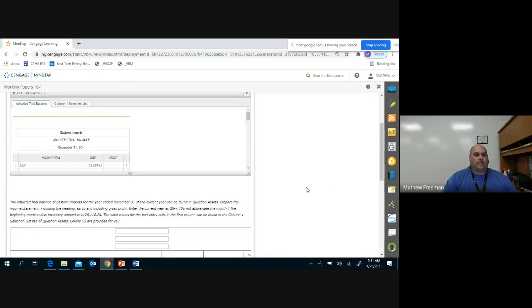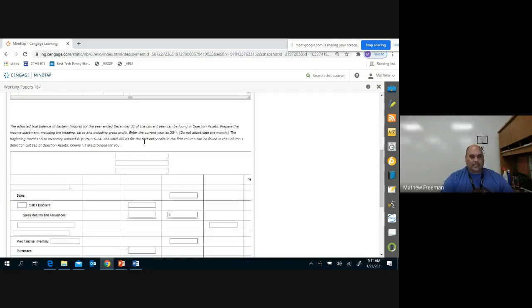So here we're going to be entering in the data. Key thing right here, yesterday, that's what happens when you don't read the instructions. Over glance, here is your beginning inventory. We have to know what we started with, so that's going to be right here. So right now we're going to have to put in the information. So this here is for Eastern imports.